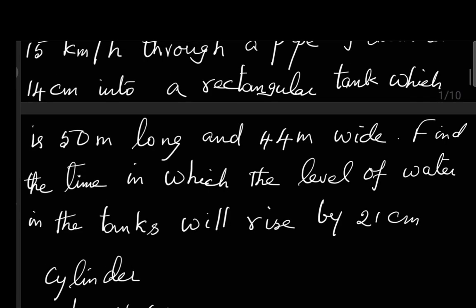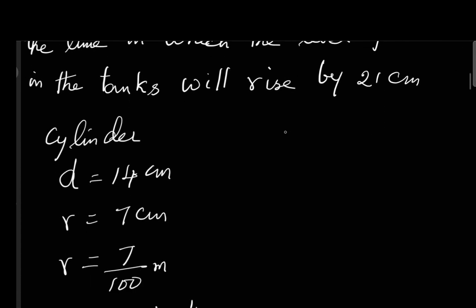Come to the next figure, the rectangular tank. Length is 50 meter, breadth is 44 meter. And also find the time. You have to find the time to make the level of water rise to 21 centimeter. This is the height of the rectangular tank. So just write rectangle.